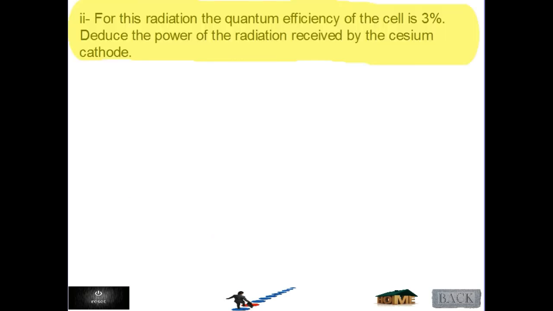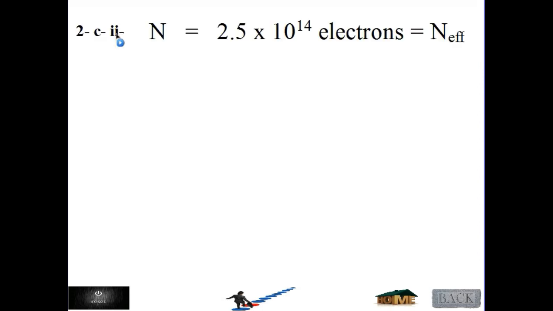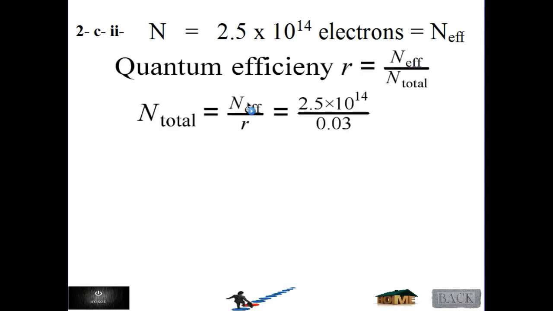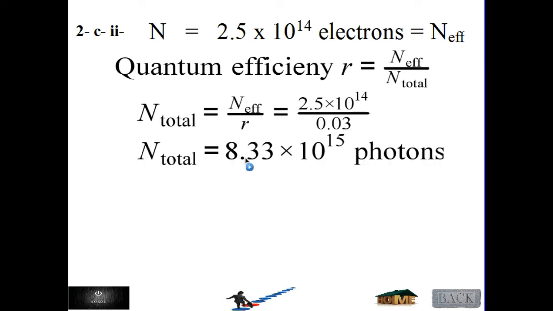Part 2i. For this radiation, the quantum efficiency of the cell is 3%. Deduce the power of the radiation received by cesium cathode. The number of electrons emitted is 2.5 times 10 to the power 14 electrons, which is the number of effective photons. So quantum efficiency R equals N effective over N total. Thus N total equals N effective over R. The N effective is 2.5 times 10 to the power 14 over the quantum efficiency 0.03, 3% we divide it by 100. Thus the total photons in the incident radiation is 8.33 times 10 to the power 15 photons.